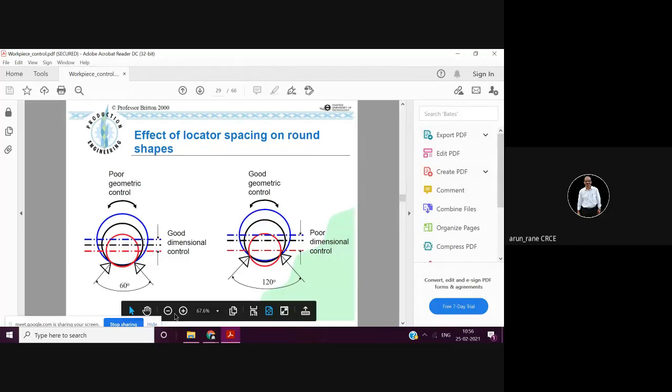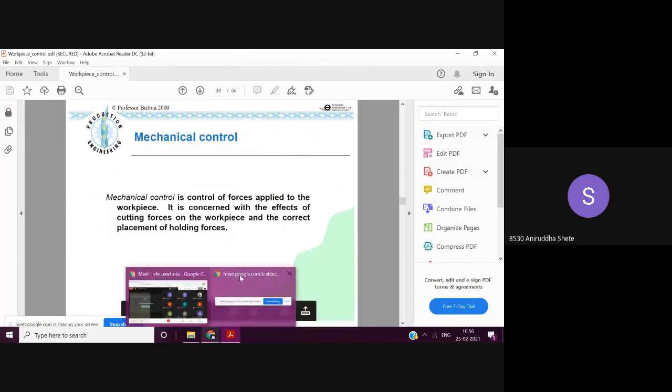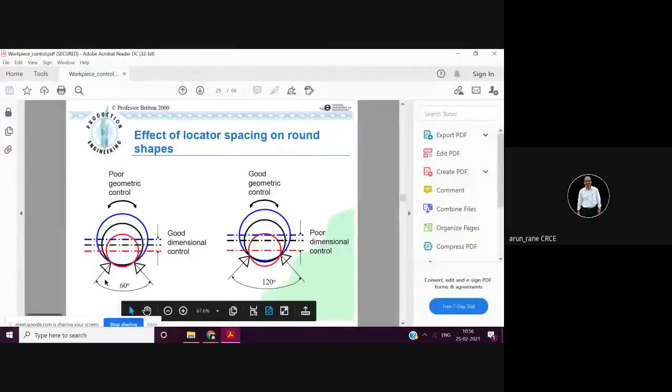Sir, with respect to the angle of the locating pins, how do we decide that there is poor dimensional control and there is good dimensional control? If it is 120 degrees apart, then you will get a good geometric control, isn't it? It is not going to topple. But now see how it is going to affect. Why, if the degrees is more, is there a poor dimension control? Just think mathematically. Why is it giving poor dimension control?